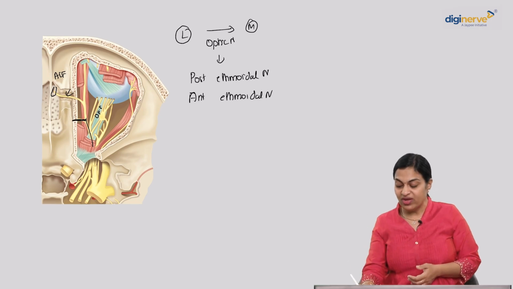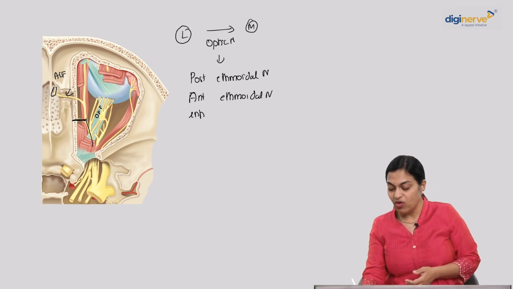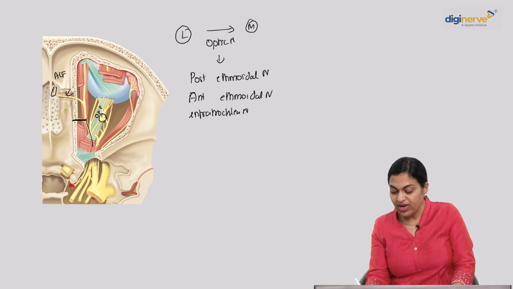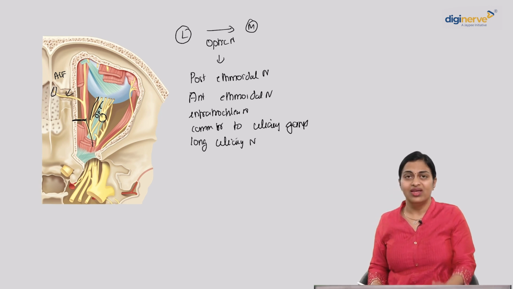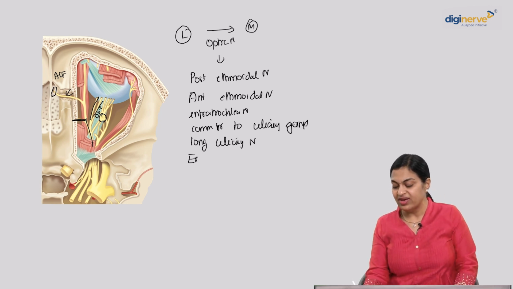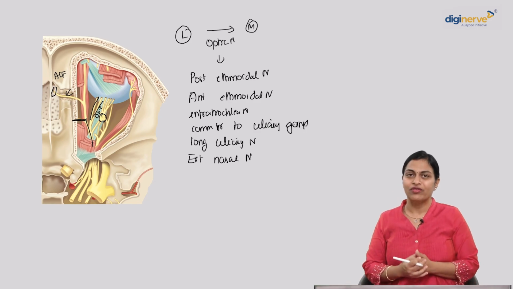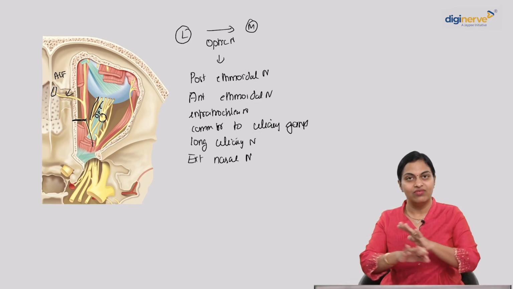Okay, it will also give rise to the infratrochlear nerve. It will give a communicating branch to the ciliary ganglia and the long ciliary nerves that supply the eyeball. Okay, and then it will end as the external nasal nerve. So these are the branches of ophthalmic division of trigeminal nerve to summarize.